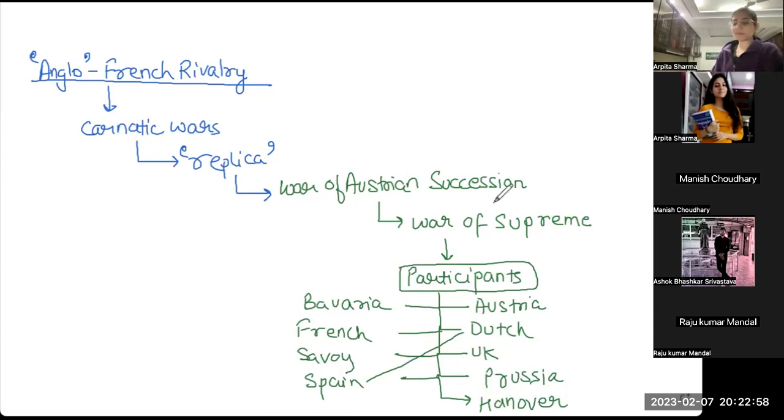And you must be wondering, ma'am, but why did the war start? Why did it happen? What was the main reason why this war started? So basically, there was a ruler in Austria called Charles. He died. Now, when the father dies, there is a war in most parts of the world, even in India, specifically in India. When the father dies, there is a war between the sons over who will get the property.